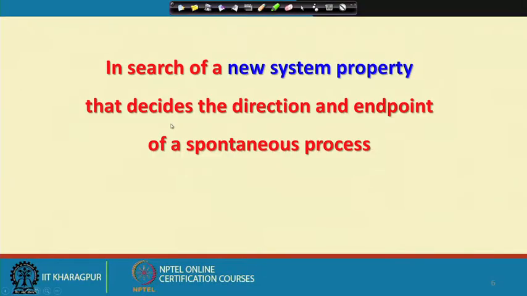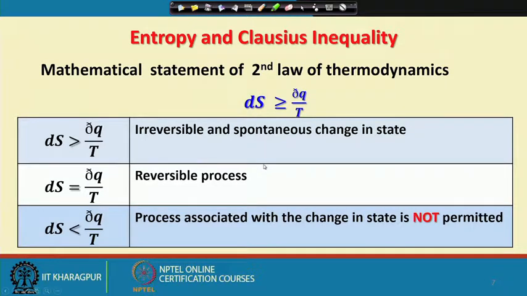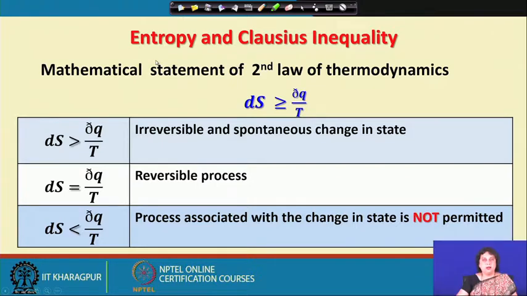So, then obviously, the challenge was to look for a new system property that decides the direction and end point of a spontaneous process. And this is where the second law of thermodynamics introduces the concept of entropy. I will present to you here directly the mathematical statement of the second law of thermodynamics in terms of a relationship that is known as the Clausius inequality.